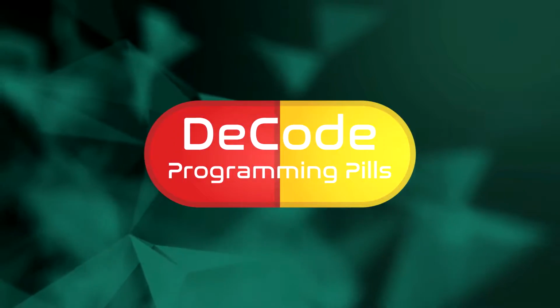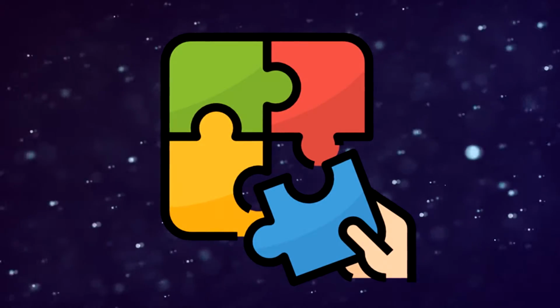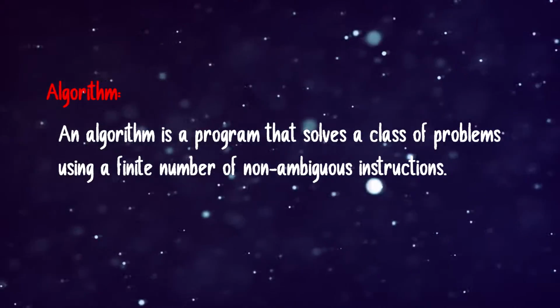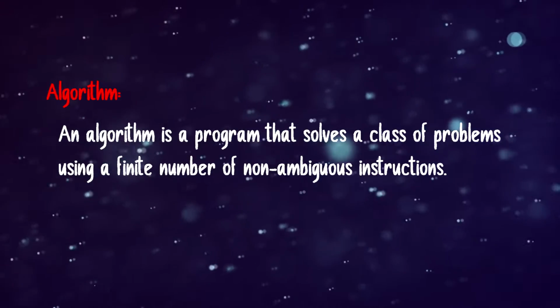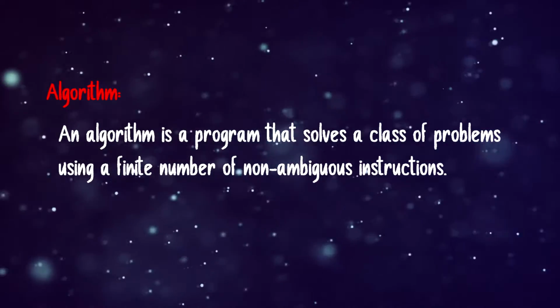Today we'll talk about flowcharts and how to use them. Before trying to understand how to create a flowchart, we need to enter into the mindset of a problem solver. In fact, flowcharts are nothing more than drawn algorithms. So we need to start from the definition of an algorithm. An algorithm is a program that solves a class of problems using a finite number of non-ambiguous instructions.